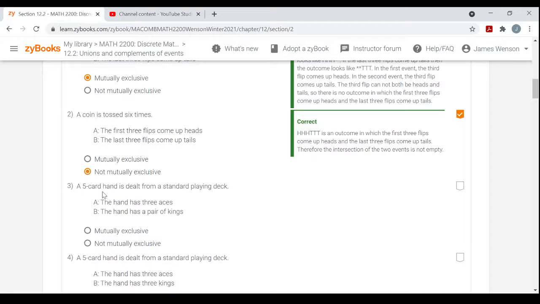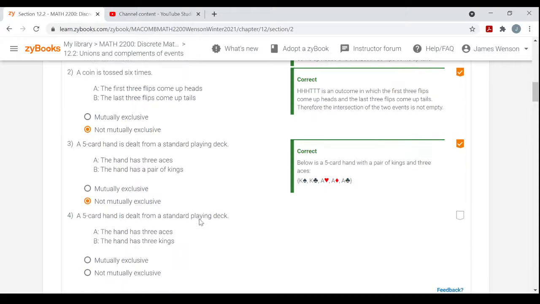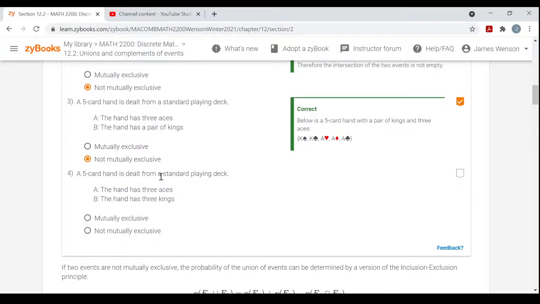How about a 5-card hand dealt from a standard playing deck of 52 cards? Event A is the hand has 3 aces. Event B is the hand has a pair of kings. Well, yes, you can have 3 aces and 2 kings in your 5-card hand, so these are not mutually exclusive because they can happen at the same time. But if you only have a 5-card hand, you can't have 3 aces and 3 kings. That's 6 cards, so these are mutually exclusive.